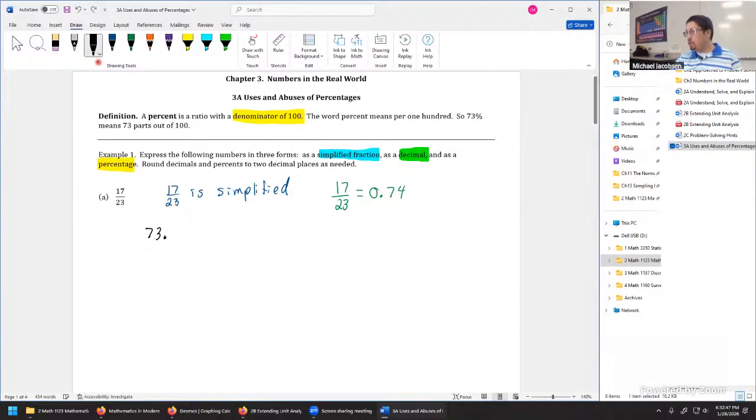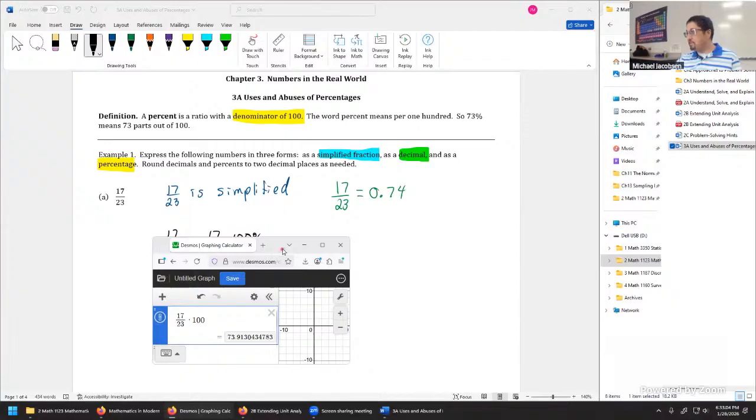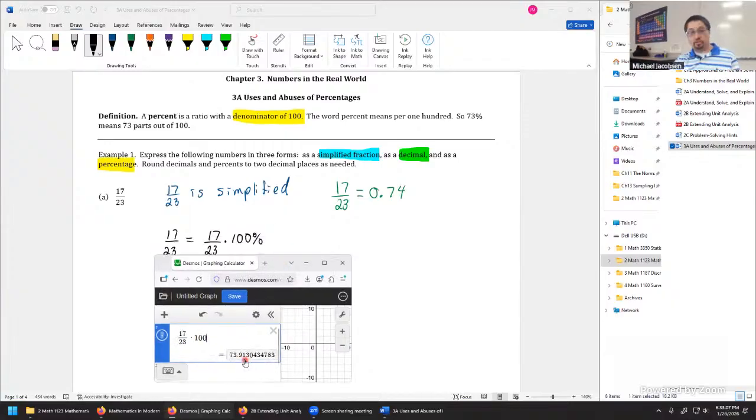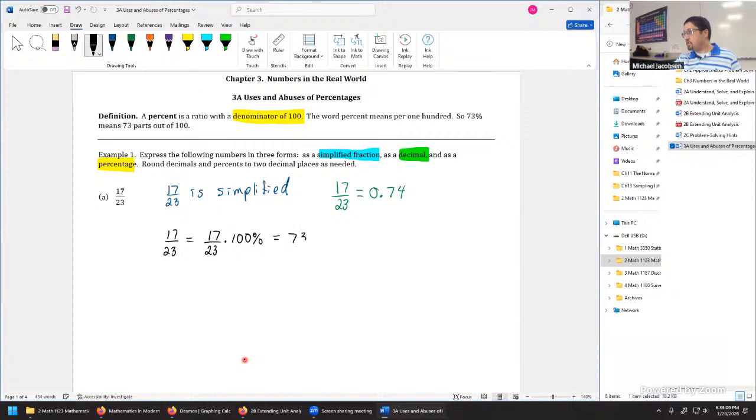Let me write it this way. 17/23 is 17/23 times 100%. Let's double check the calculator. When we did that, we got 73.91. So this is 73.91. We just throw in the percent symbol to write it out as a percentage. So there's the percentage form.